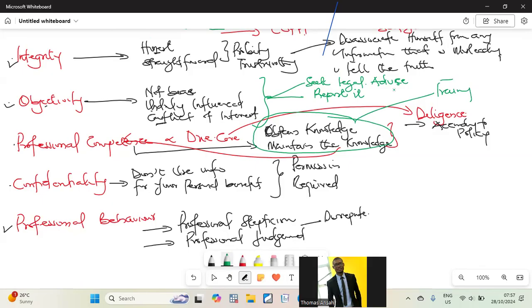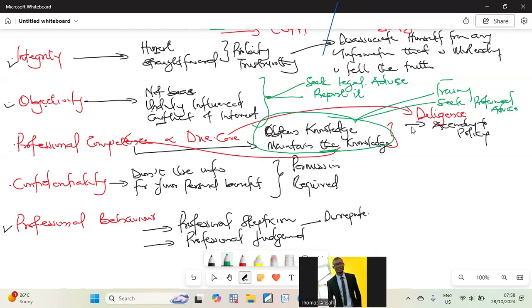Seek advice, professional advice, so that you know what to do. If in case you have misapplied a standard, you know what to do. Good. So maintaining the knowledge requires you to always go for training. Always be going for training. That is very, very important. So that is that.